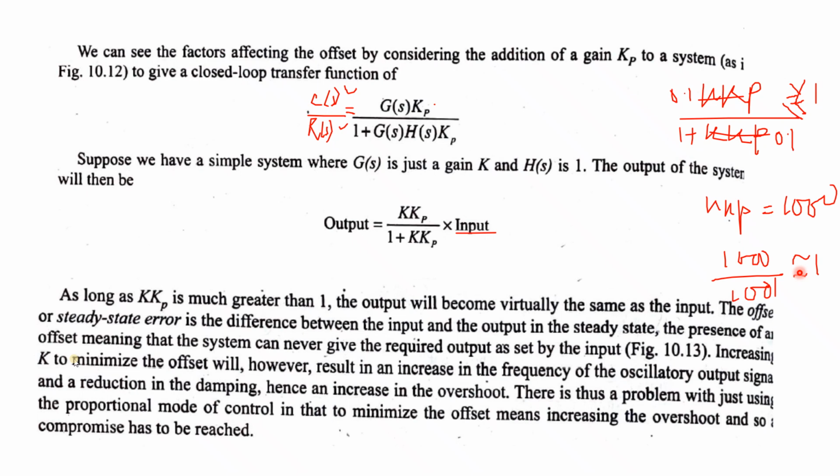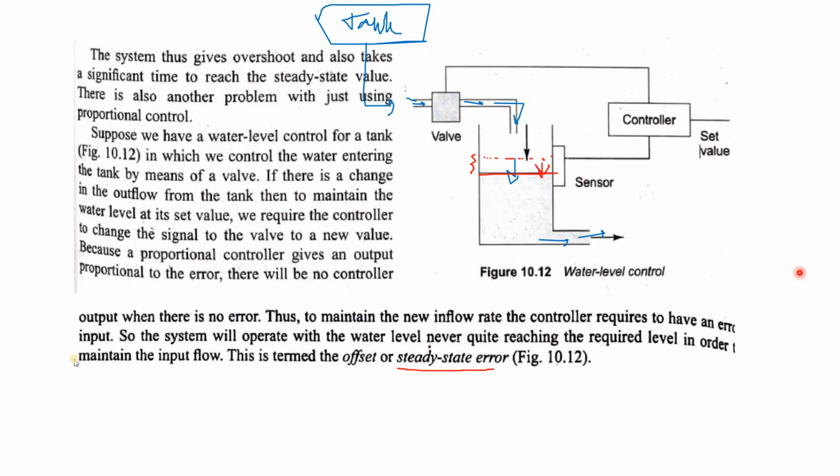So increasing the value of K to minimize offset error will result in an increase in the frequency of the oscillation. So there is one problem: I cannot totally nullify or cancel the offset error. There will be some offset error.